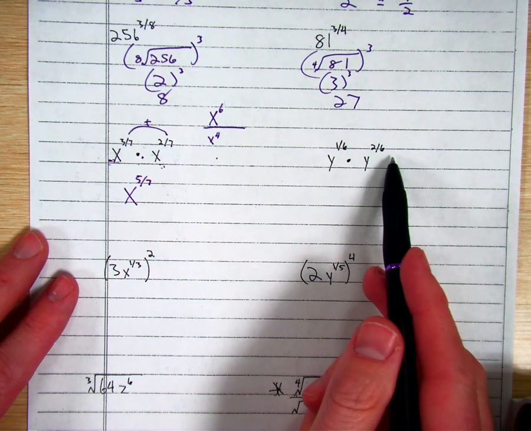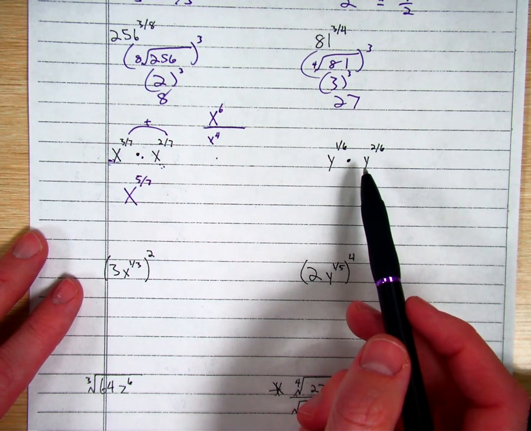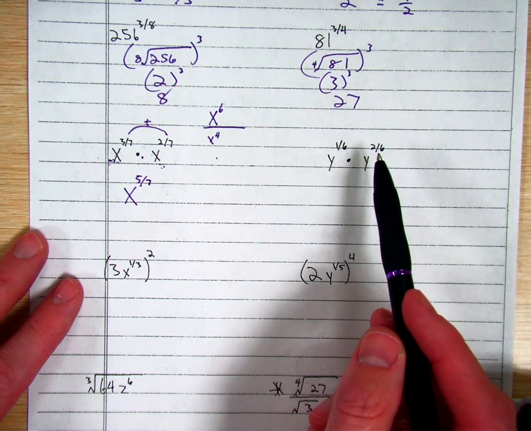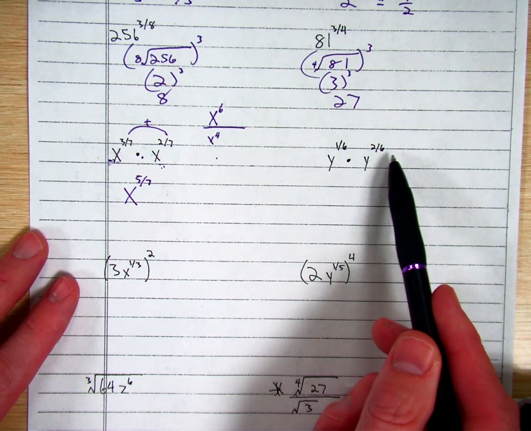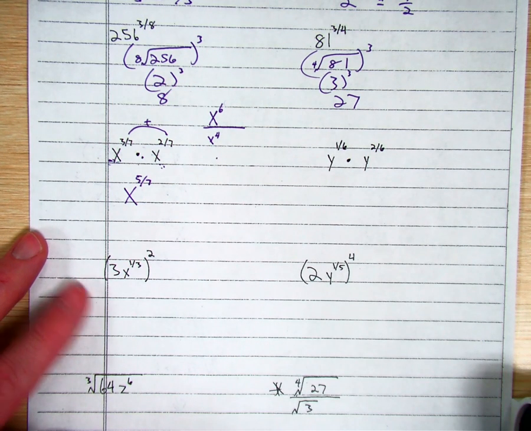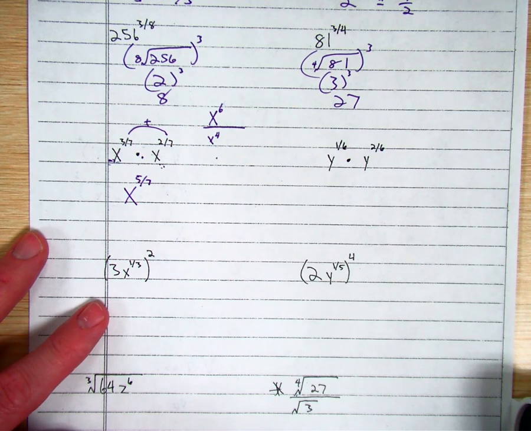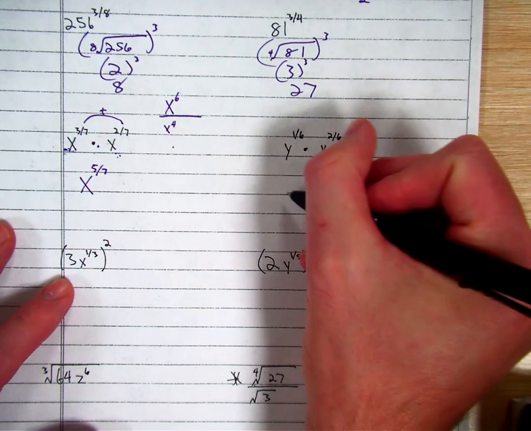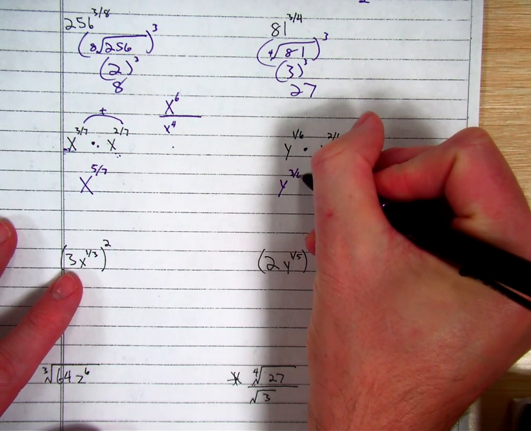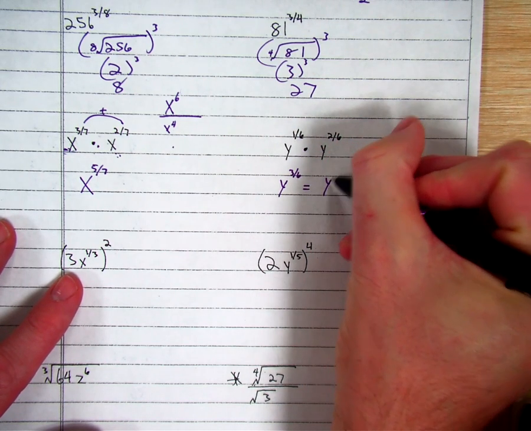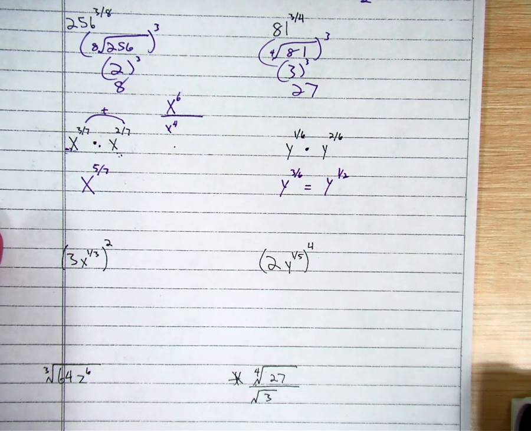Okay, over here, let's have you try this one. But be ready, be careful, be on the lookout. You might have to reduce some fractions. Okay, 1/6 plus 2/6 is 3 over 6, which would reduce to y to the 1/2 power.